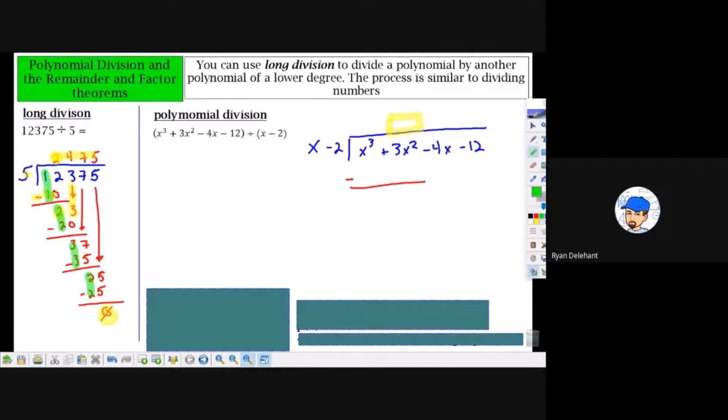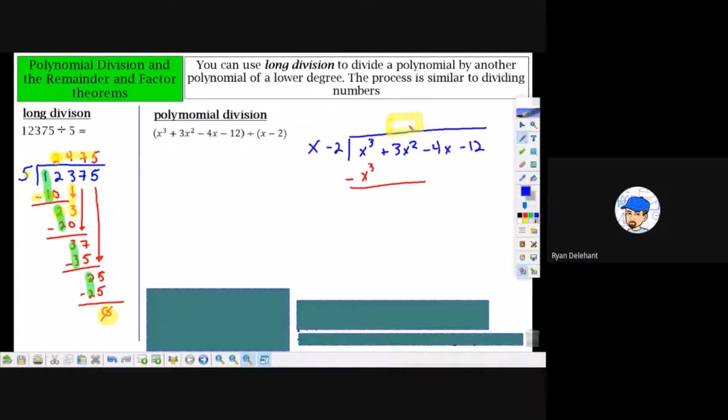What term do I want right here? How do I get x to the third to cancel out? I subtract it by x to the third. Right? That'll give me my 0, just like I did in the beginning.